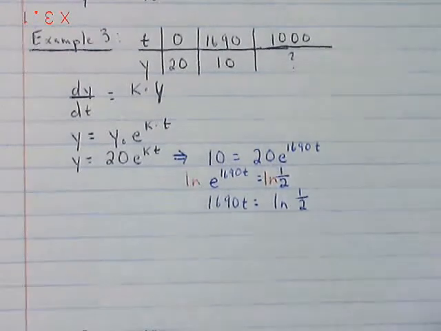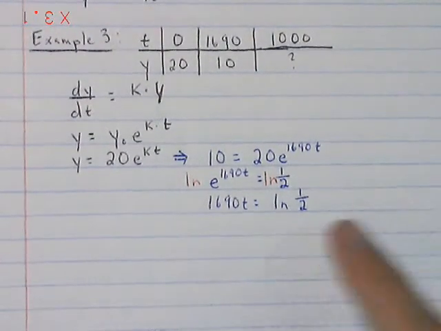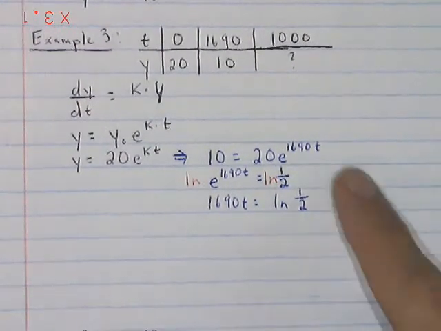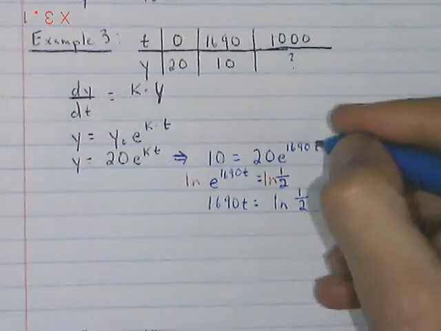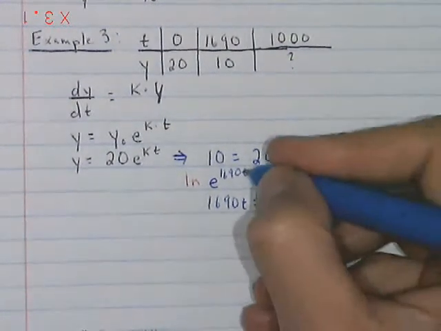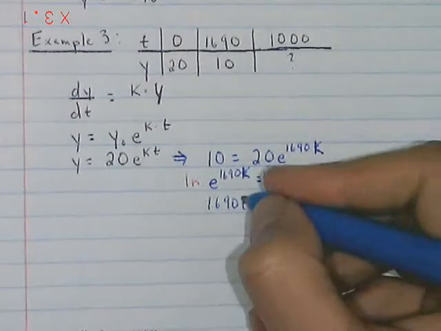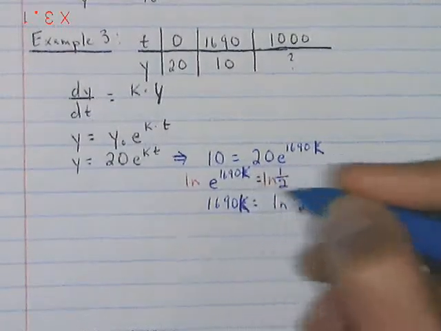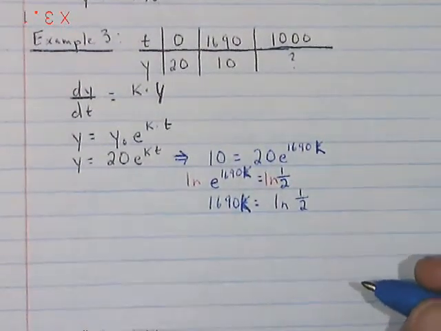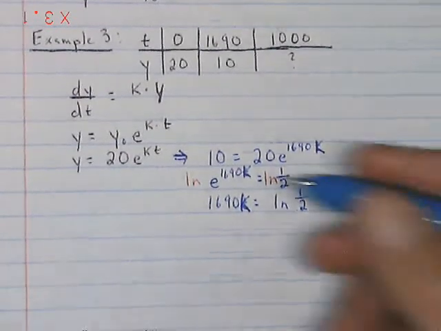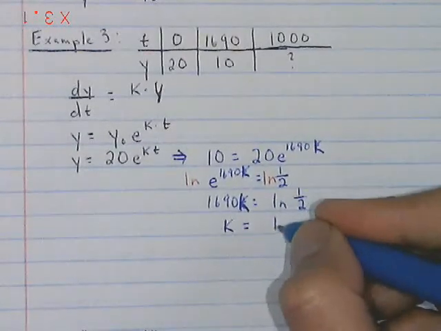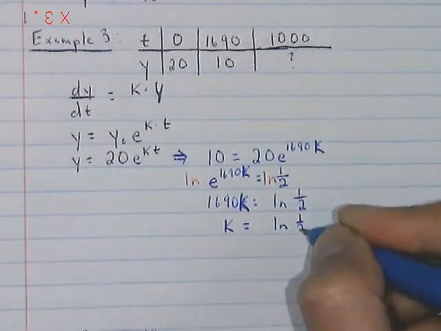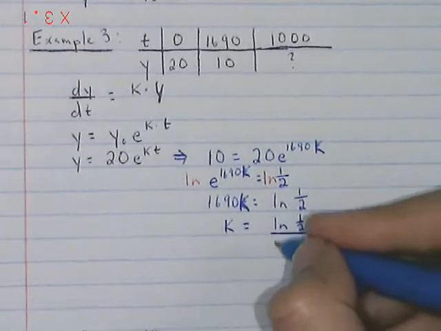Oh, that's a mistake. I assume at some point, if we had been in the classroom, somebody would have yelled at me about the t that I keep using, as opposed to the k. But alas, we are not in the classroom, and so that mistake has made it 3 lines. This should, of course, be k. T was 1,690. My bad. So k is the natural log of 1/2 divided by 1,690.